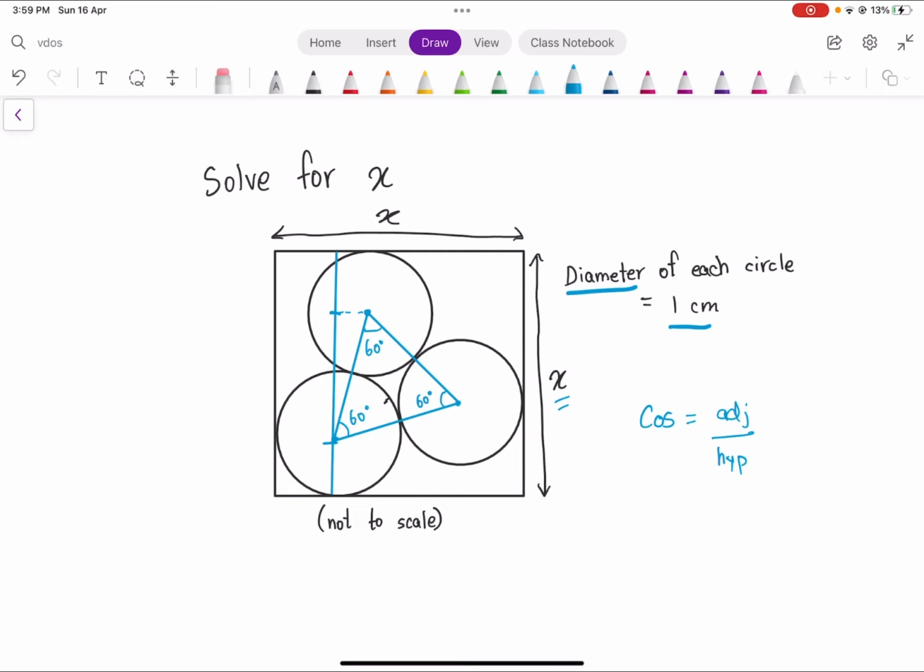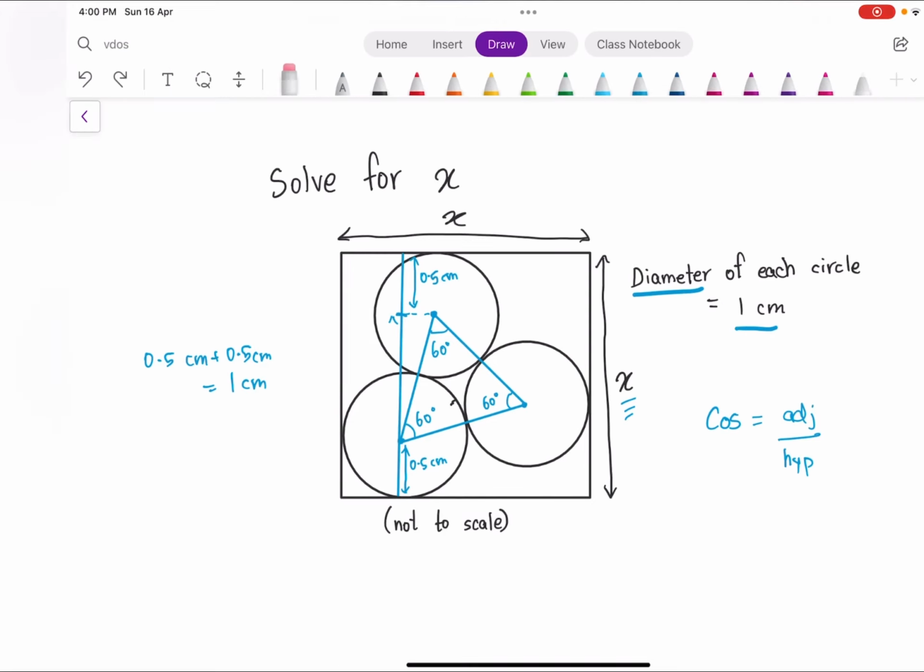Well, I'll tell you what it means. Remember how our radius is 0.5 centimeters? Because the radius is half of the diameter. Half of 1 is 0.5 centimeters. So if we add that up twice, 0.5 centimeters plus 0.5 centimeters gives us 1 centimeter. So if we add that up to the length of this, then we get our value of x.